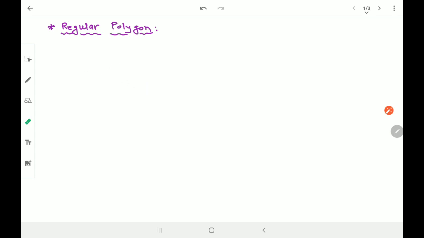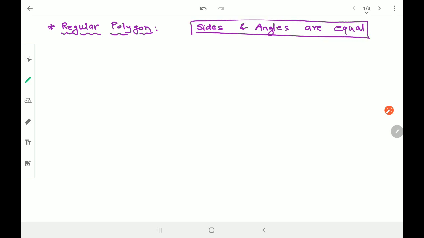A regular polygon is one whose sides and angles both are equal. So what is equal in this case? Sides and angles. So it's a simple definition. The polygon whose sides and angles are equal is called a regular polygon. Let's take an example. If I take a triangle, so what will be its regular form? It is nothing but the equilateral triangle.